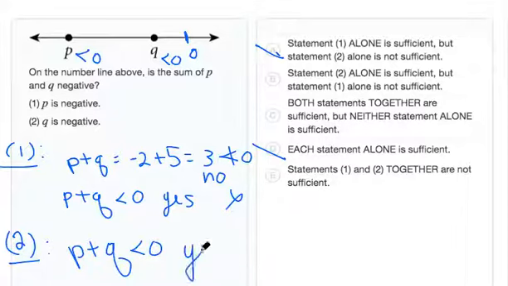So in this case, yes, no matter what our values for P and Q are, the sum of them is going to be negative. So we can definitively answer the question with statement 2 alone. So this statement alone is sufficient. Statement 1 alone is not. Statement 2 alone is. And if we take a look at our answer choices, B says statement 2 alone is sufficient, but statement 1 alone is not sufficient. And that would be our final answer choice, answer choice B. And we could rule out C and E.